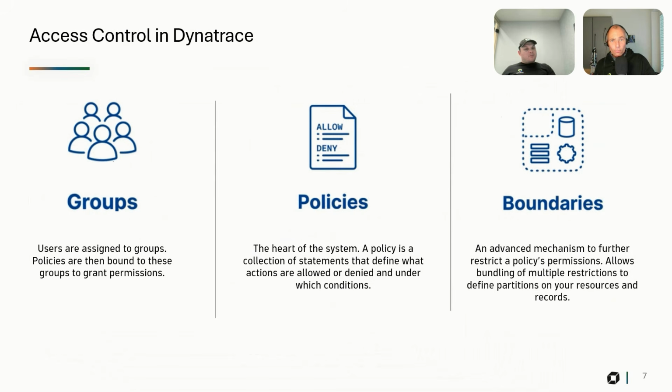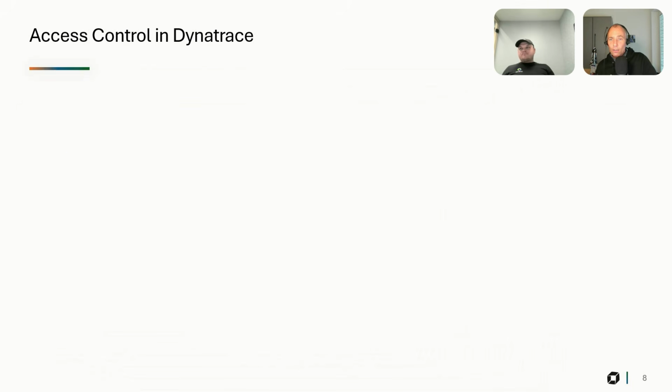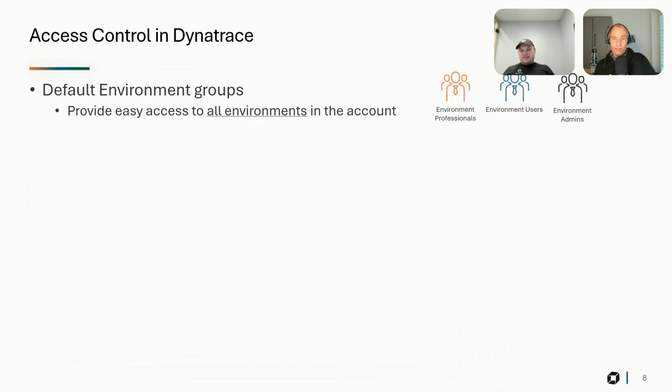And with boundaries, you can then decouple that. The fine granular partitioning in the policy can be decoupled and put into a separate thing called a boundary, which we can then reuse and apply over and over again to different policies. Very cool. Okay.